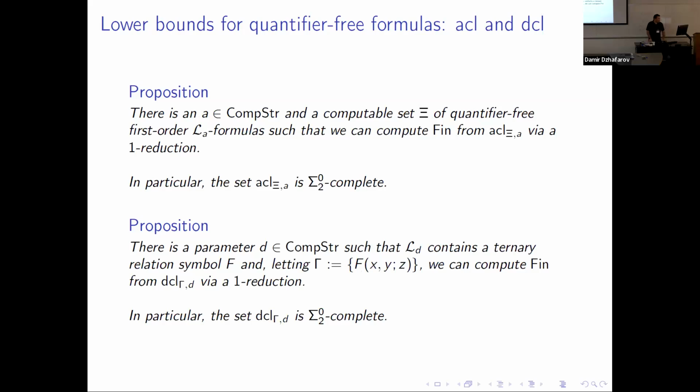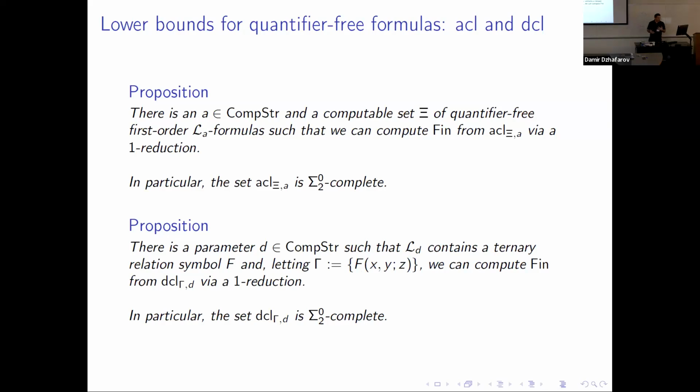All right. So now, not surprisingly, we also have that the upper bounds on the lowercase ACL and DCL are tight, and that there's a computable set of quantifier-free formulas such that we can reduce finite sets to the algebraic closure. And as I said, given that we can reduce it to the capital algebraic closure, and the full algebraic closure is Sigma 0,1 over the one-step algebraic closure, not especially surprising. I'm also not going to go into details.